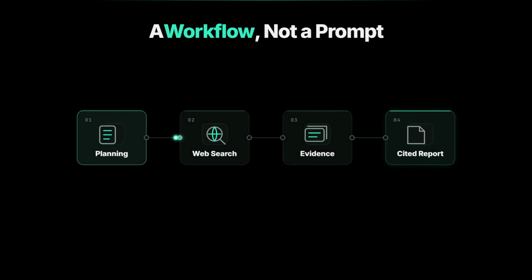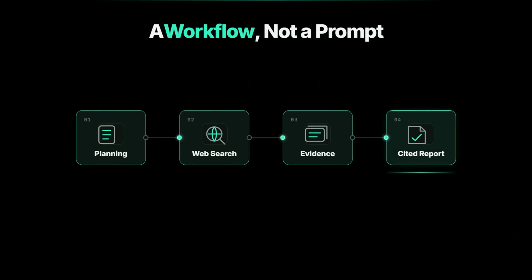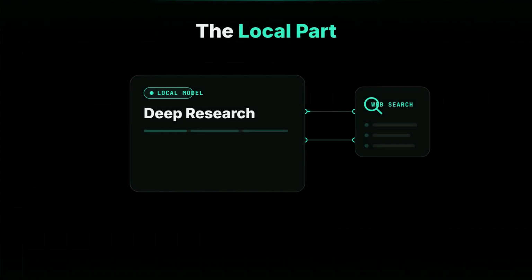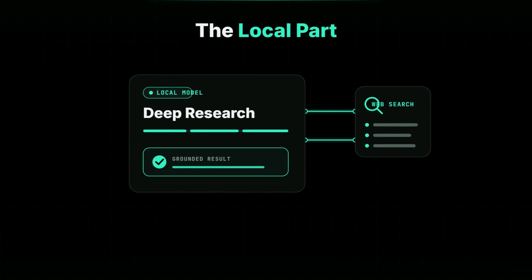Give deep research a question, and Unsloth says it creates a plan, searches the web, organizes evidence, and produces a cited report. Unsloth says deep research currently works with local models. The web remains a source of information, but the model running the research workflow can be on your own system.